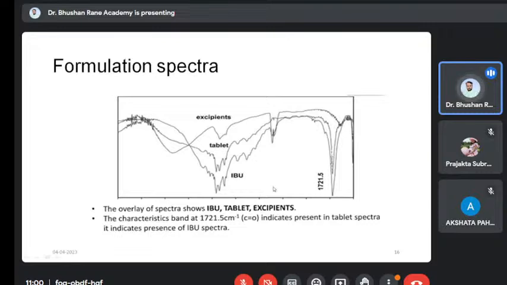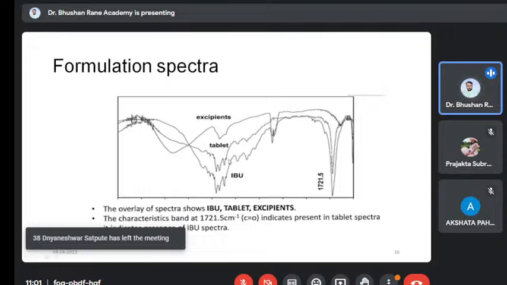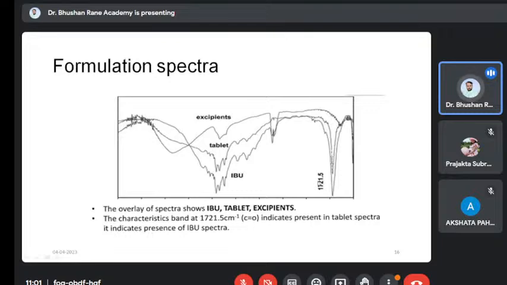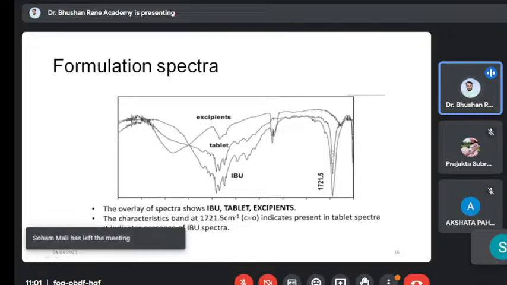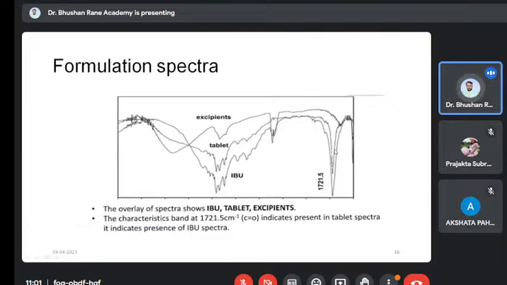Just observe the overlay spectra of ibuprofen tablet and the excipients used. At 1721.5 centimeter inverse, there is a sharp, highest intensity peak for C double bond O stretching, which indicates the presence of ibuprofen in the tablet. Just see the first one, this is for the ibuprofen pure drug, and the dotted lines indicate the formulation, that is the tablet in which ibuprofen is added.